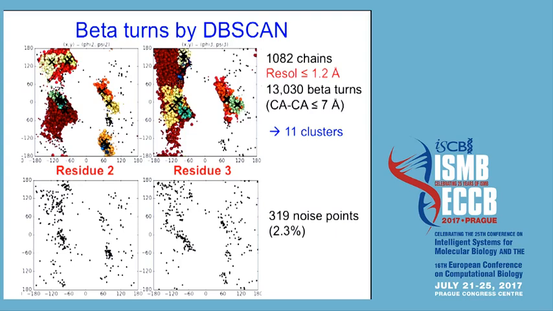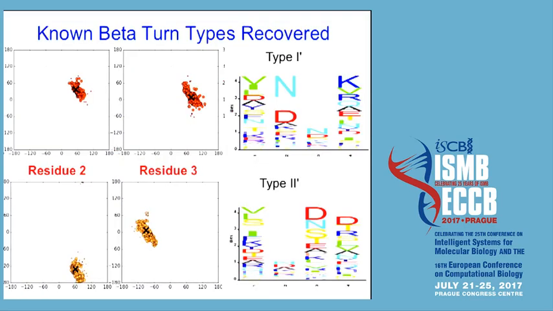2.3% of the data became noise. So that just removed a lot of the points that we think might be harder to cluster, and we're just going to remove those. Maybe we'll reclassify those later. We got back some of the beta turns that you would expect to get back, many of them.